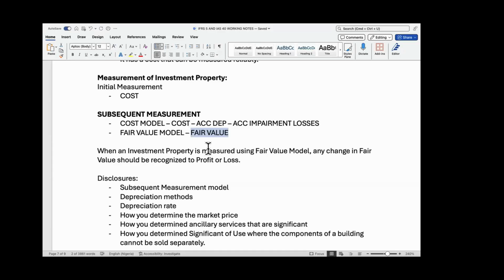And when an investment property is measured using the fair value model, any change in fair value will be recognized in P&L. This is quite different from the principles in the revaluation model, where changes in the revalued amount are recognized in other comprehensive income. Here, for the fair value model, the changes in fair valuation are recognized in P&L.